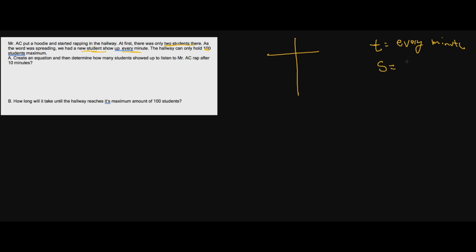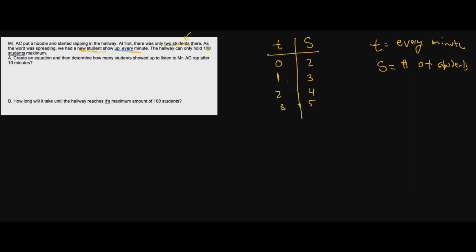Well, new students are showing up. So number of students. So we'll put T here for every minute that passes by, and S over here for the number of students. Before people show up, when time is 0, how many students are there initially? Well, there's 2 students there. And then after 1 minute, what's going to happen? A new student shows up. So if there's 2, how many will it be? Well, 3. And now you can see, after another minute, there'll be 4 and 5.